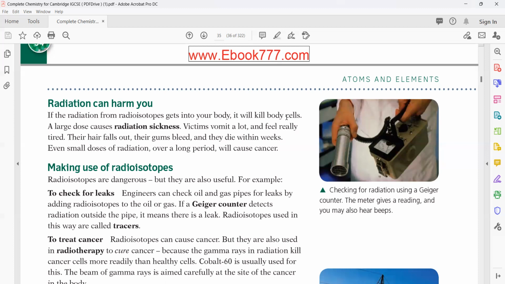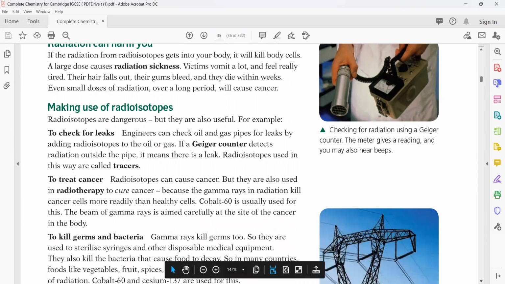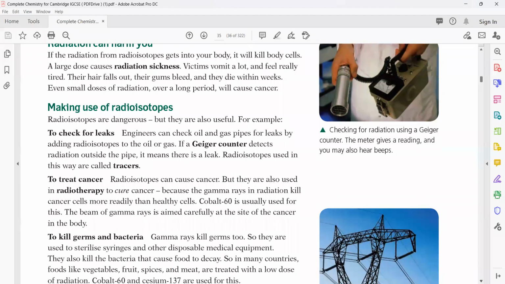Okay, now let's go to the next part, making use of radioisotopes. How you can use them in your routine life, and how you can get advantages from them. To check for leakage, a very important part.